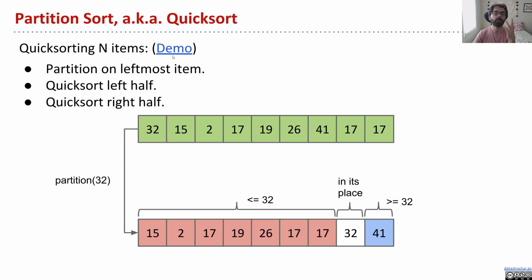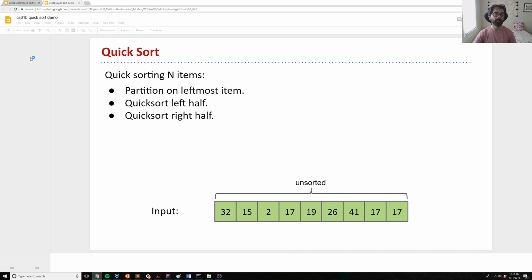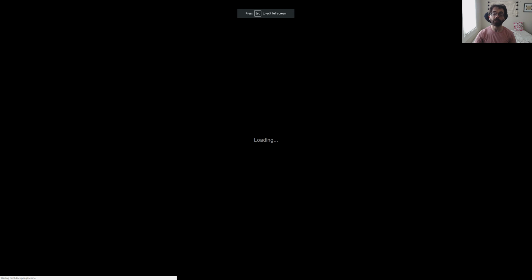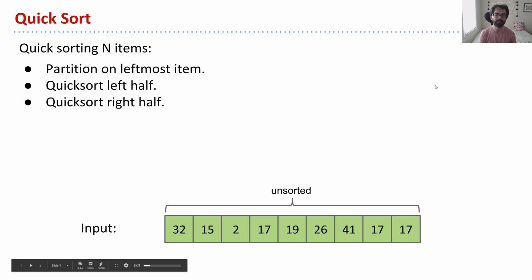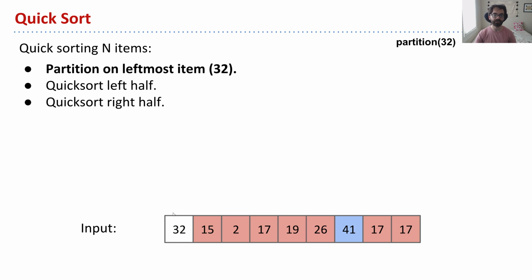So let's see a more thorough example, in case you didn't fully buy that, and get a sense of what this will look like. I'm going to start with the recursive leap of faith demo, where we just assume it works and see how it looks, and then we'll go through in grueling detail how everything behaves. How Quicksort works, or you might also call it partition sort, is we start by partitioning on the leftmost item, in this case 32.